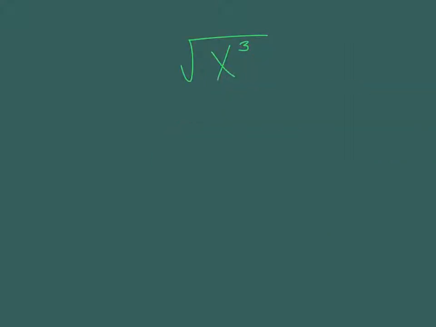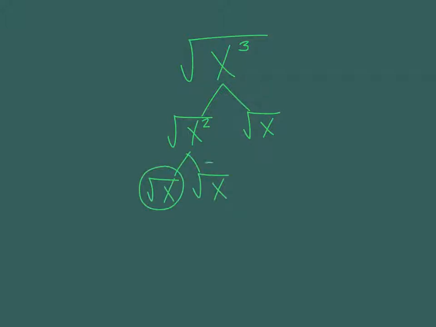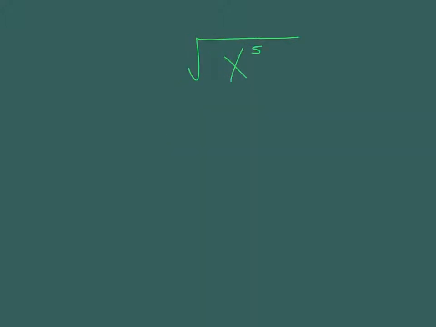We did the same thing when we had variables. I can break this down into x squared and x, and then x and x. And again, I'm looking for pairs. So I have one pair of x's on the outside, and one x that didn't get a pair that's stuck on the inside. You do this one.